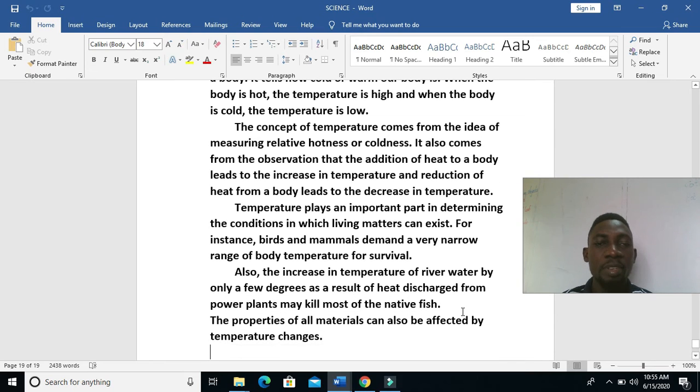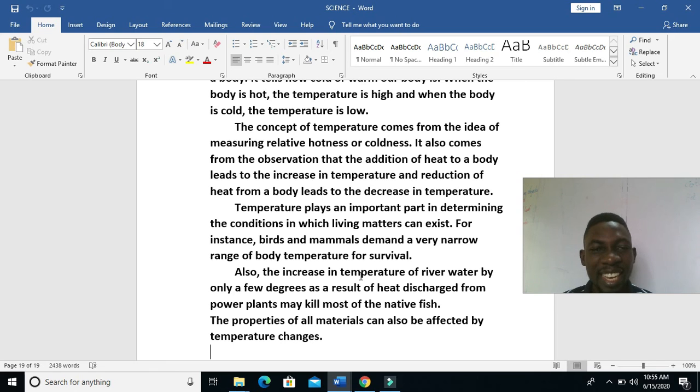All right? Temperature plays an important part in determining the conditions in which living matter can exist. These are important points to note as well. Temperature plays an important part in determining the conditions in which living matter can exist. For instance, birds and mammals demand a very narrow range of temperature for survival. Birds and mammals, they live within what? A narrow range of body temperature. Of course, in our next class, when we're looking at thermometer, we'll be able to talk about the normal body temperature, the temperature that is considered normal for human, okay?